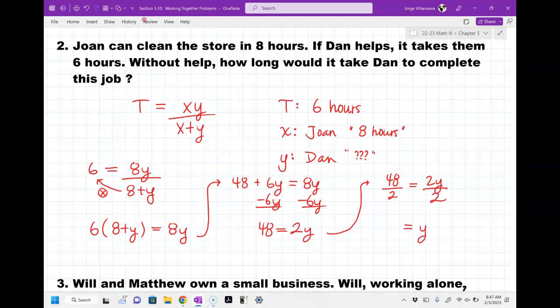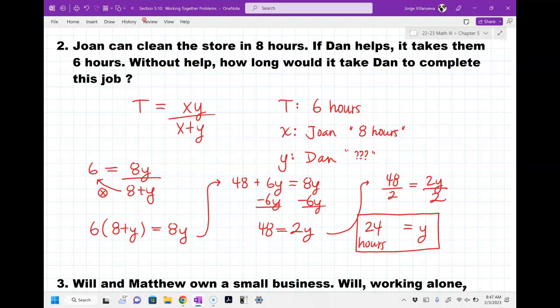So y is 24. What are my units? Hours, right? So 24 hours. That's how long it would take that person to clean the store by themselves.